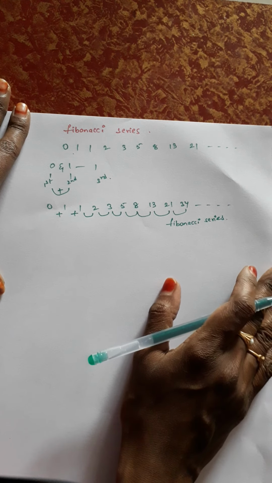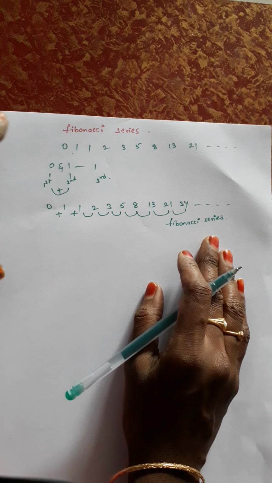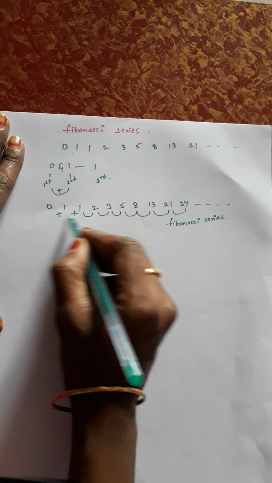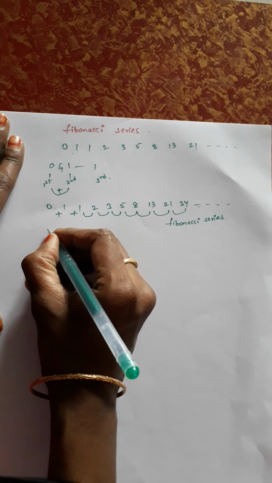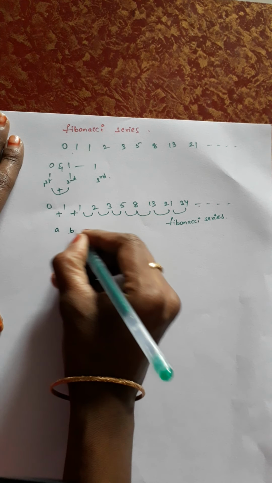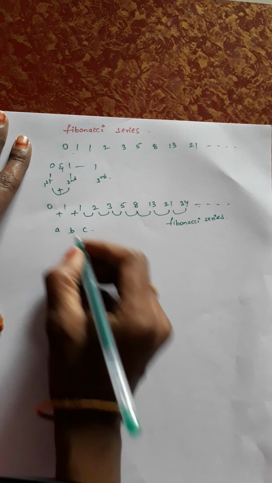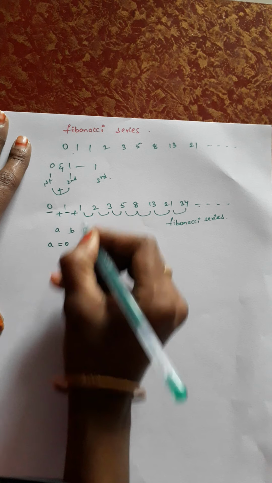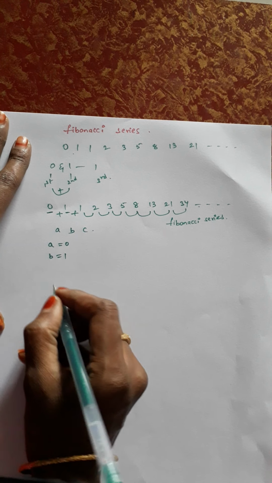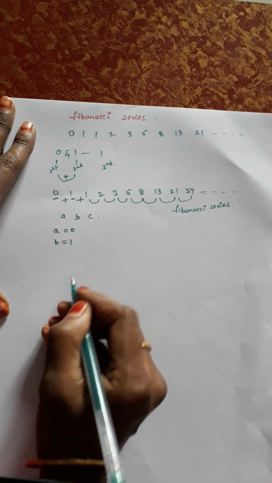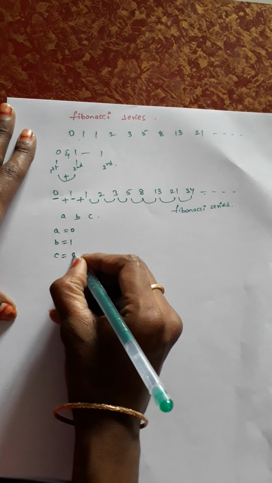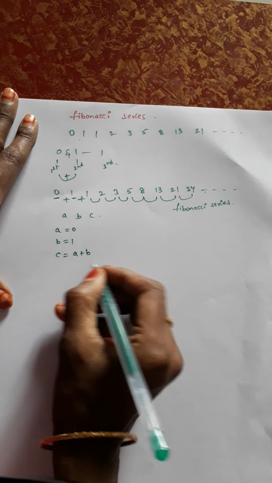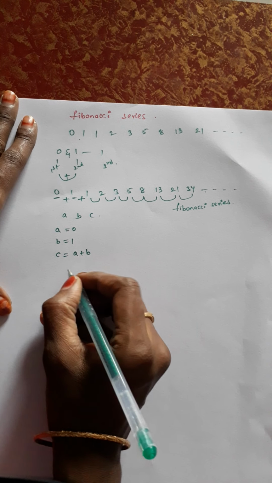Fibonacci series. Now let us write a C program to print this Fibonacci series. The first value, let us take the terms A, B, C. These are the terms we are using. Okay, so what is the first value? 0. A equals 0. What is the second value? 1. B equals 1. A equals 0, B equals 1. Now what is the C value? Automatically it comes A plus B. It is A plus B. What is the C value? A plus B.